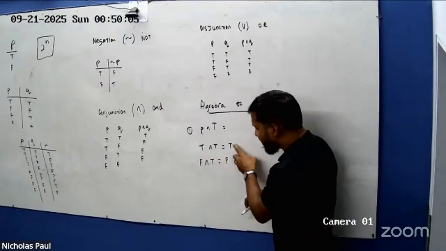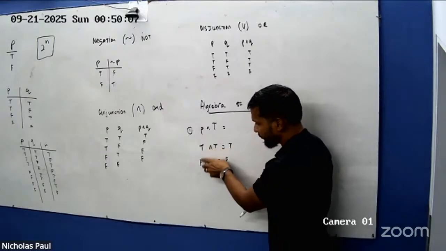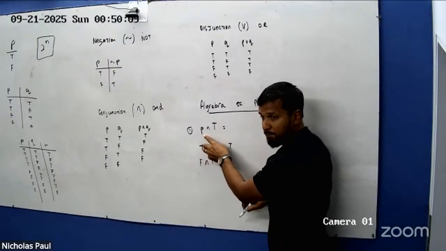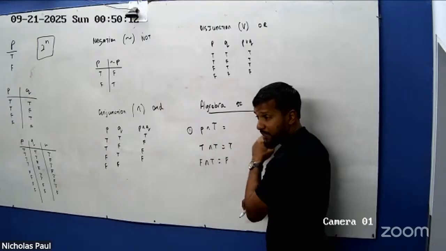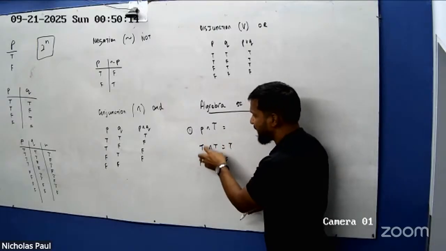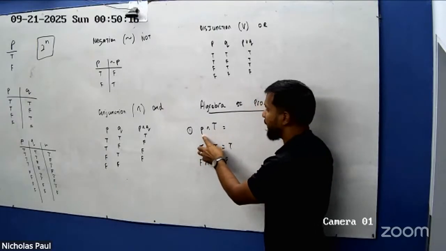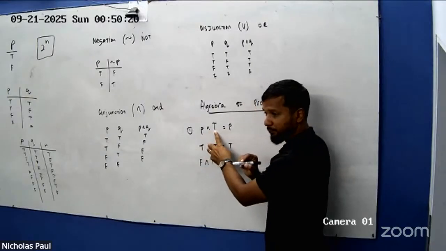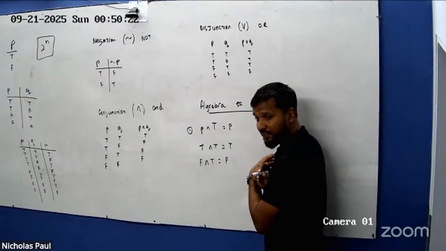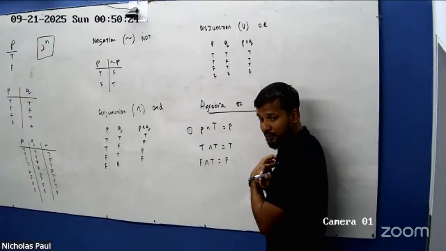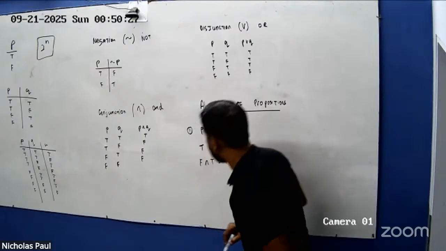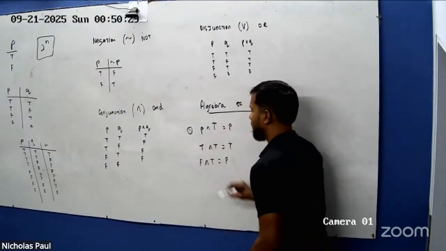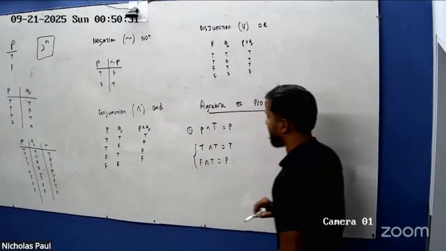So what is controlling the answer? P and? You're seeing that? So what controls the answer? P. So it means that P and true is P. That makes sense? Are you okay with that? Let's try the next one. I'll leave that here for you to understand why.